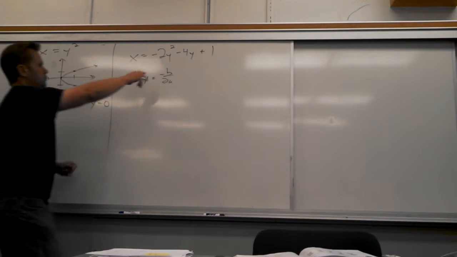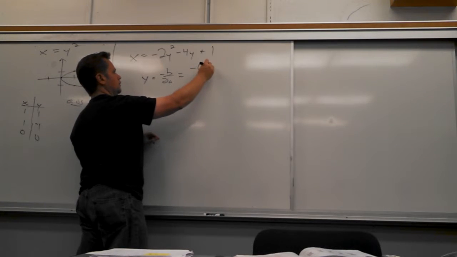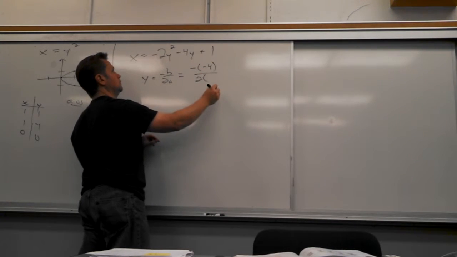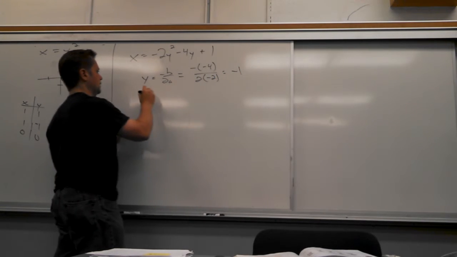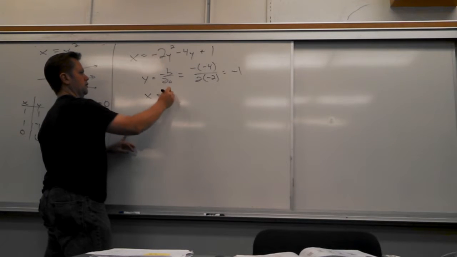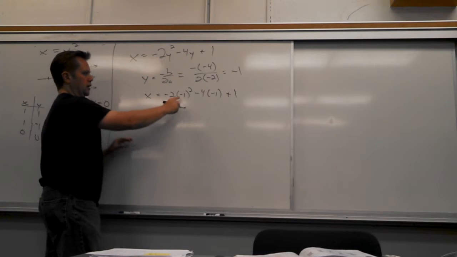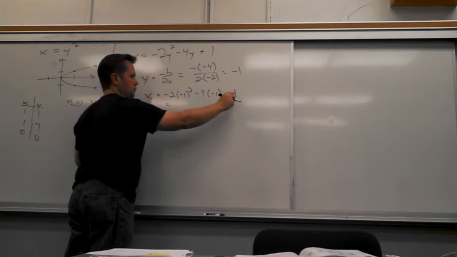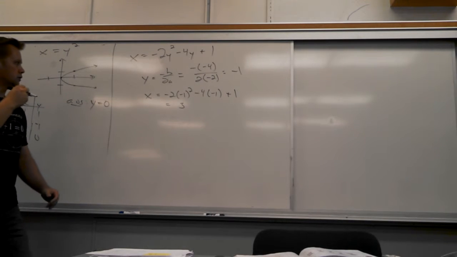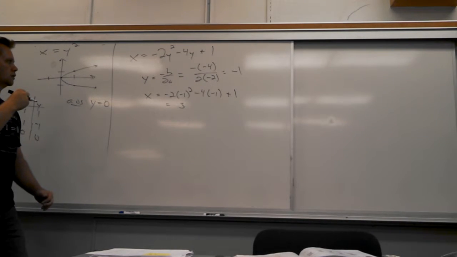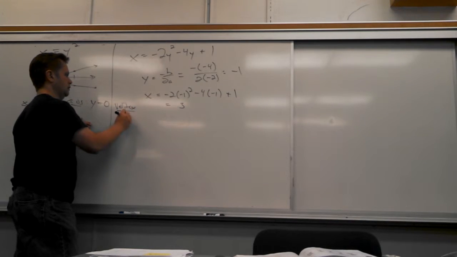All right. So what is the y piece of the vertex? Negative 4 over twice negative 2, which is negative 1. Good, negative 1. So what's the x piece? Negative 2 times negative 1 squared minus 4 times negative 1 plus 1. That would be negative 2 plus 4 is 2, plus 1 is 3. Is that cool? Careful now. So the vertex is 3, negative 1.